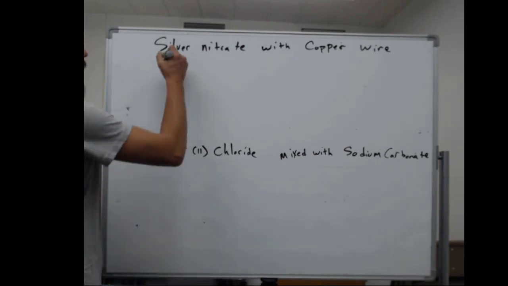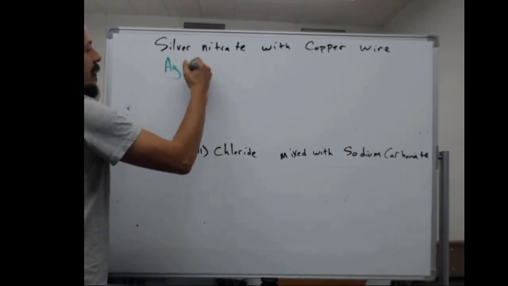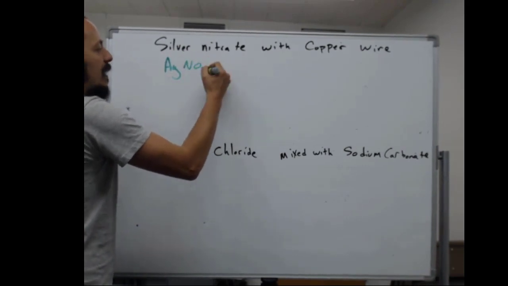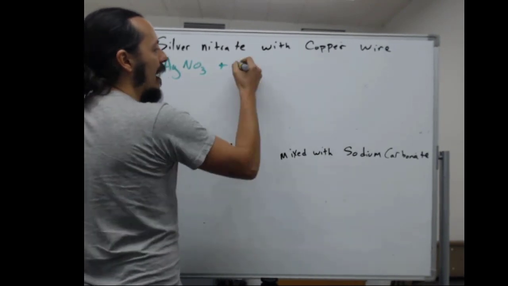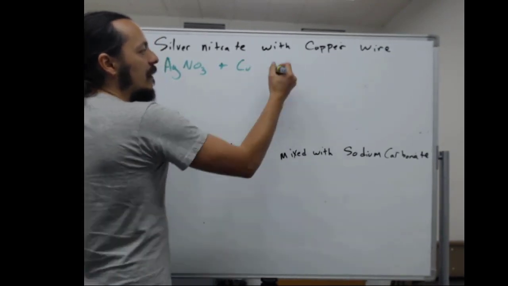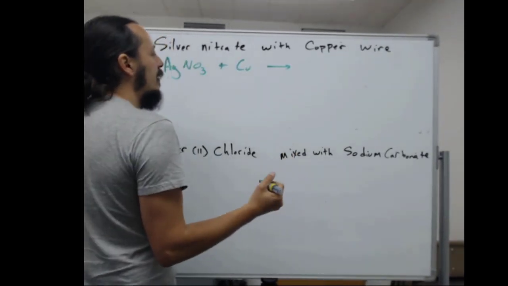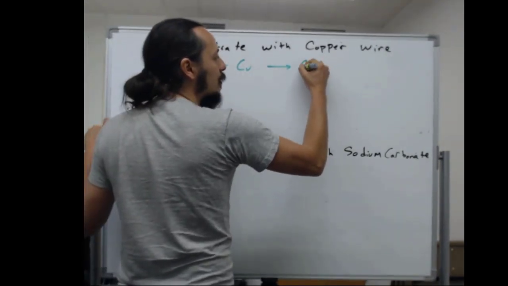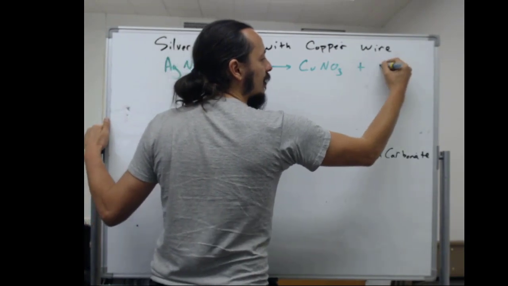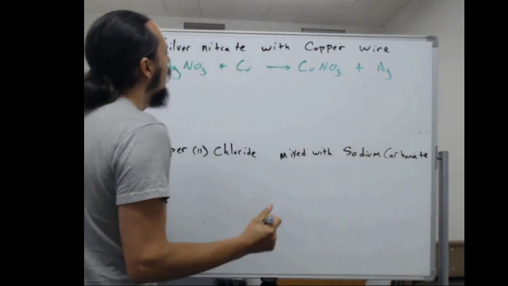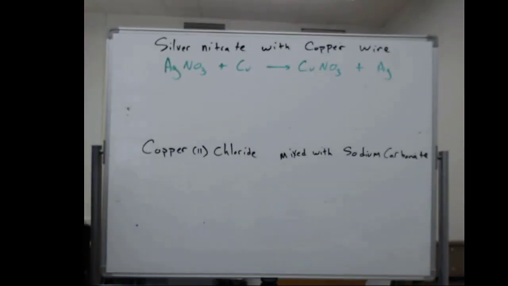Silver nitrate is going to be AgNO3, with, that's going to be plus, copper wire, that's just going to be copper. We predicted the products for this already, and that's going to go to CuNO3 plus Ag. We want to put on the states of matter.